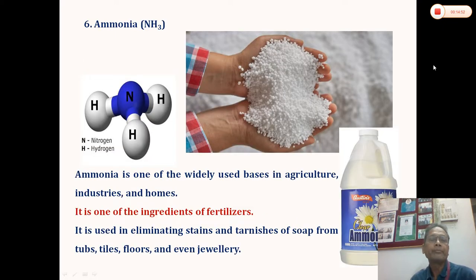Then ammonia. Actual ammonia is a gas, but ammonia is widely used as a base in agriculture, industry, and homes for the preparation of fertilizers. That's why ammonia is one of the ingredients of fertilizer. It is used in removing stains and tarnishes of soap from tubes, tiles, floors, and even jewelry.